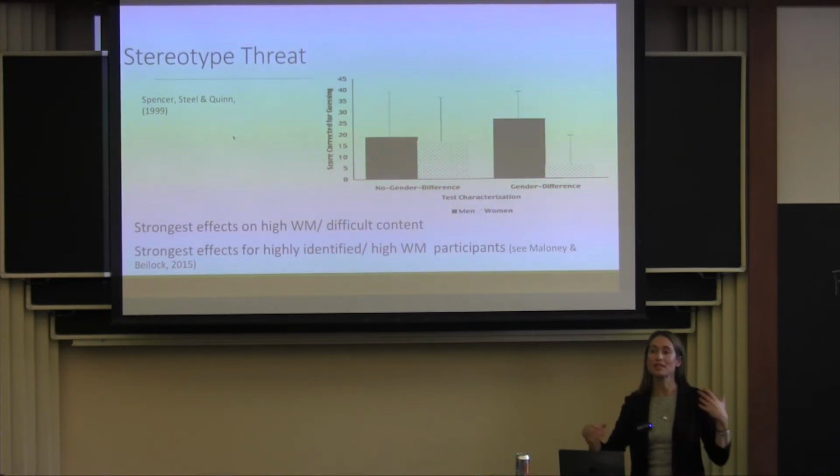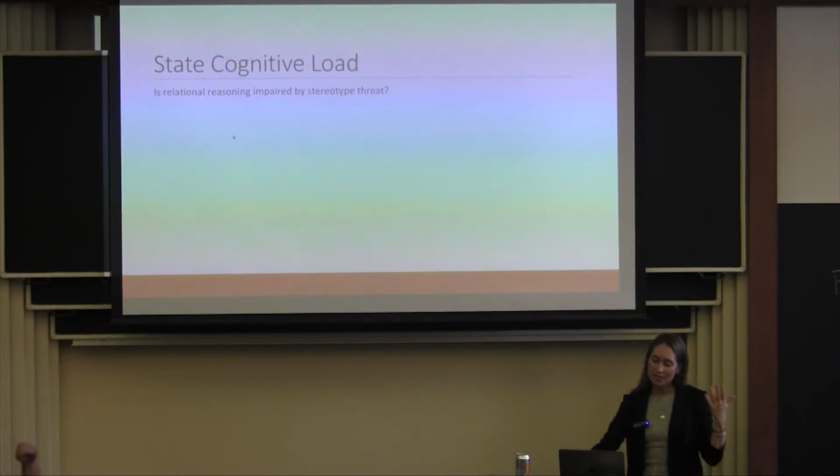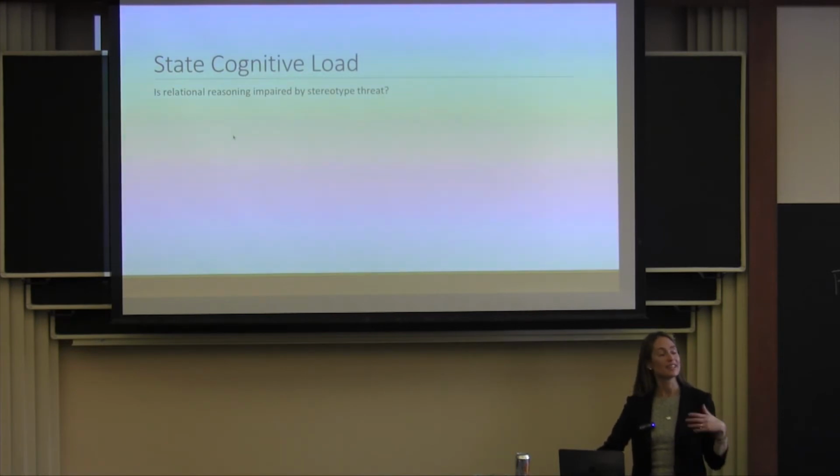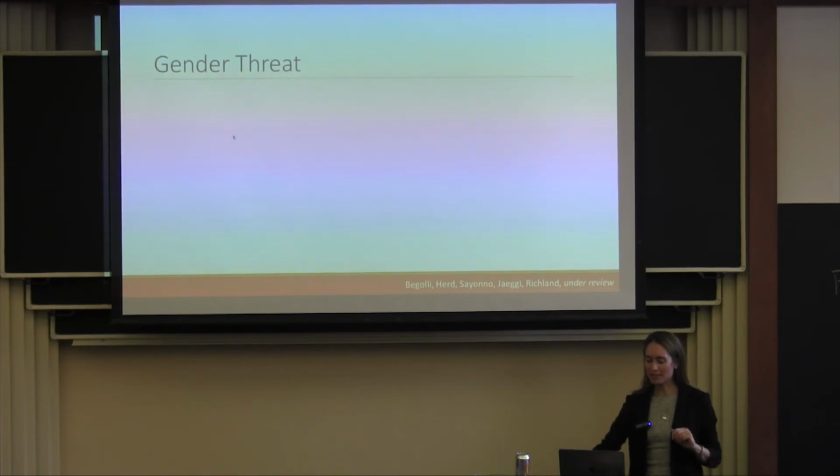And you tend to see the strongest effects for highly identified, high working memory participants as well. So you might think that having a larger working memory would be protective, but at least what they found in other studies is that the participants with the largest working memory may be those who actually show the largest effects. So if you have this potential for state cognitive load, is relational reasoning likely to be impaired by stereotype threat? If we know that relational reasoning requires executive function, there might be. So how about a gender threat?